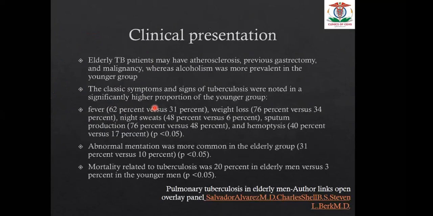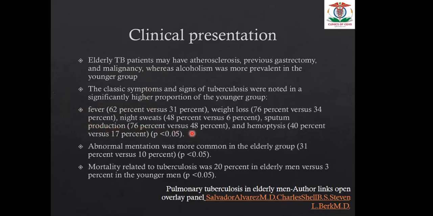These are the possibilities. So clinical presentation, the other points are elderly TB patients may have atherosclerosis, previous gastrectomy, malignancy, whereas alcoholism is more prevalent in younger patients. Because of the associated so many other diagnoses, we may tend to neglect TB. The classic symptoms and signs of tuberculosis were noted in a significantly higher proportion of the younger group and not in the elderly. So following is the breakup.